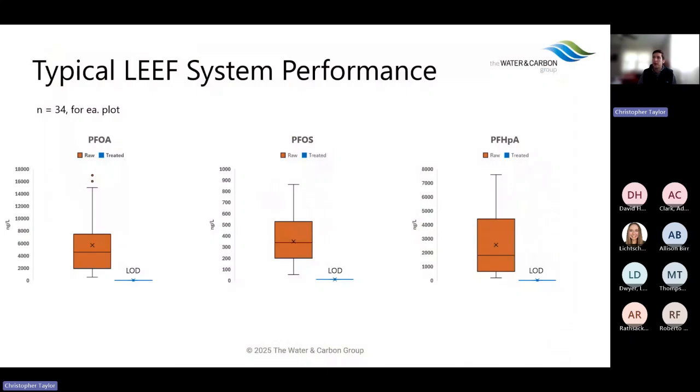To give a little bit of an idea of what data looks like in general. And this isn't even specific to the Bethlehem site. I just took 34 data points for what is pretty common to see in terms of PFAS, at least what I've seen is pretty common nationwide. PFOA, PFAS, PFHPA. The point is you can take the large variance of, let's say, PFOA. It's at that 17,000 parts per trillion mark. Average is at 6,000.